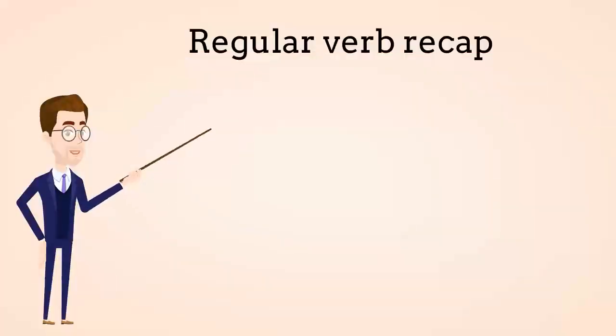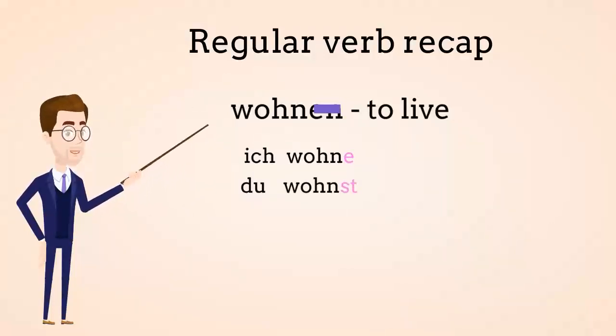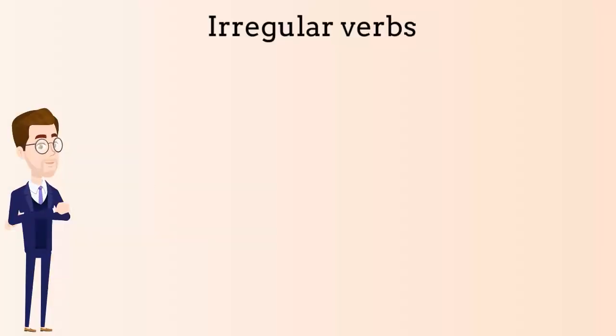First, let's recap how to form regular verbs in German. Take the verb wohnen, to live. First, we knock off the en. Then, to say I live, ich wohne, we add e. You live, du wohnst, we add st. And then he, she, or it lives, er, sie, es wohnt, we add the t to the end.